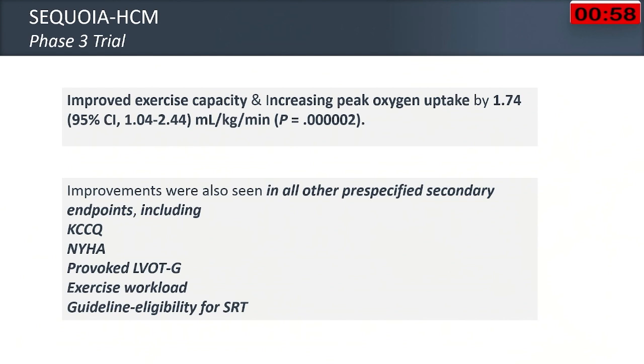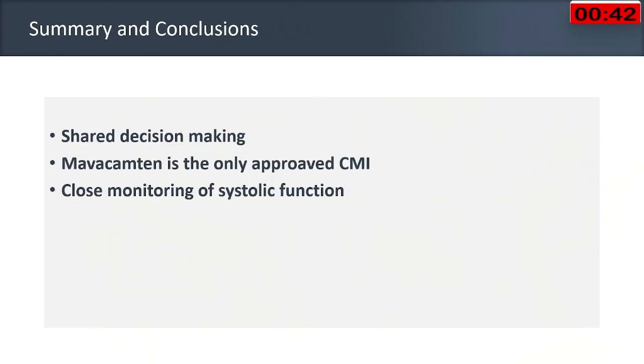But top-line results show improved exercise capacity, increasing peak oxygen uptake, and improvement was also seen in all pre-specified secondary endpoints, including quality of life, symptom improvement, LVOT gradients, exercise workload, and the guideline eligibility for septal reduction therapy.